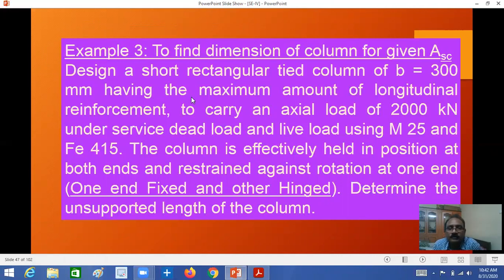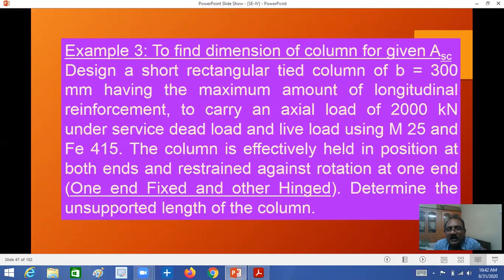Given a short tied column, B equal to 300 mm, having the maximum amount of longitudinal reinforcement to carry an axial load P equal to 2000 kilonewton as service dead load and live load, using M25 and Fe415. Grade of concrete is M25 and grade of steel is 415, that is fck equal to 25 Newton per mm square and fy equal to 415 Newton per mm square.